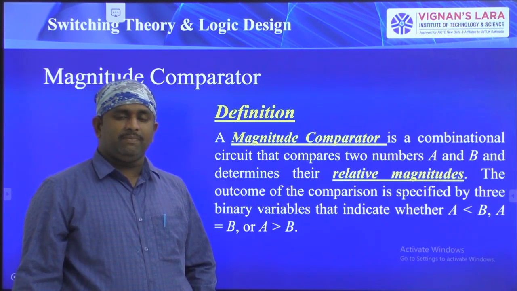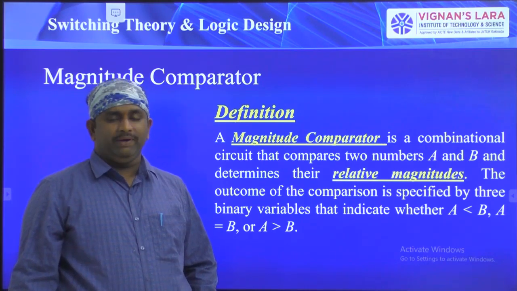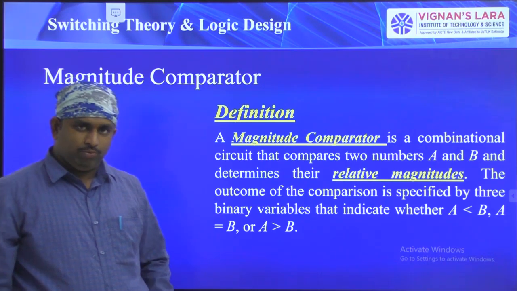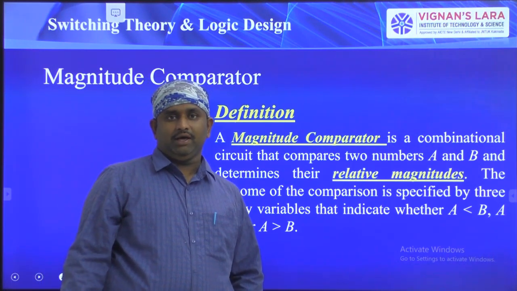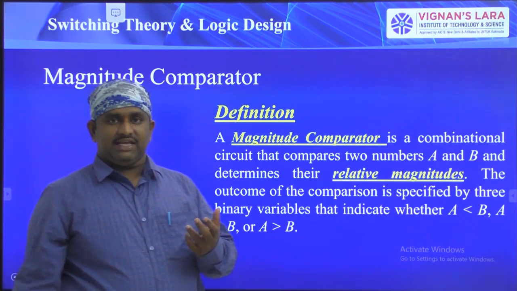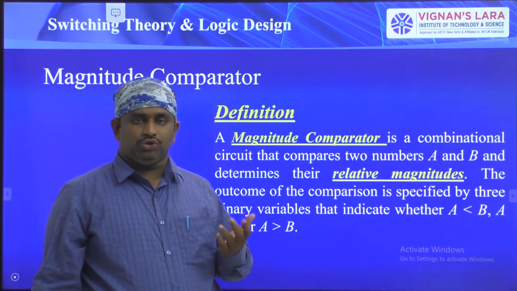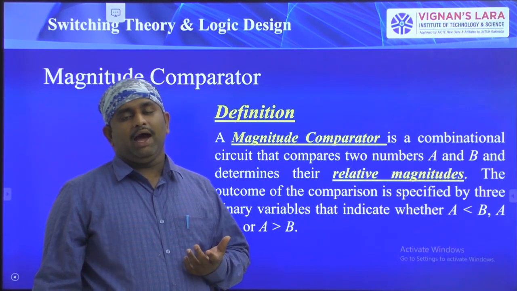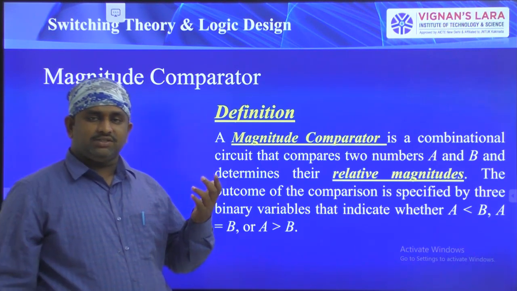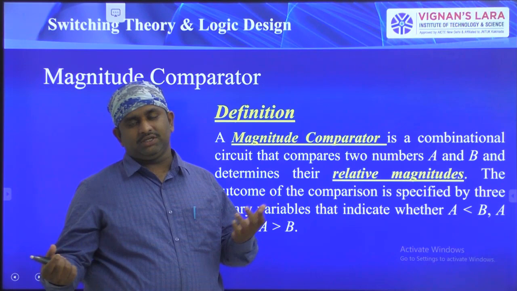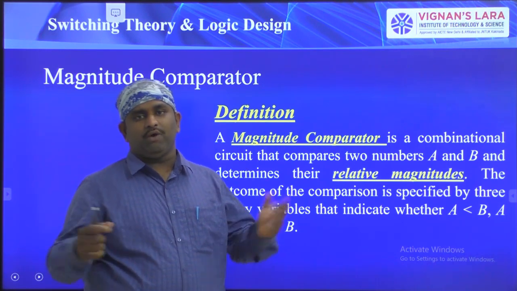So this magnitude comparator starts from 2 bits. If A is equal to, you are taking 2 bits, and B is equal to, you are taking 2 bits, then it is called magnitude comparator. For example, take A is equal to 00, 01, 10, 11, and B is equal to 00, 01, 10, 11. That is, A consists of 2 bits, B consists of 2 bits. So for these 2 bits you have to compare.